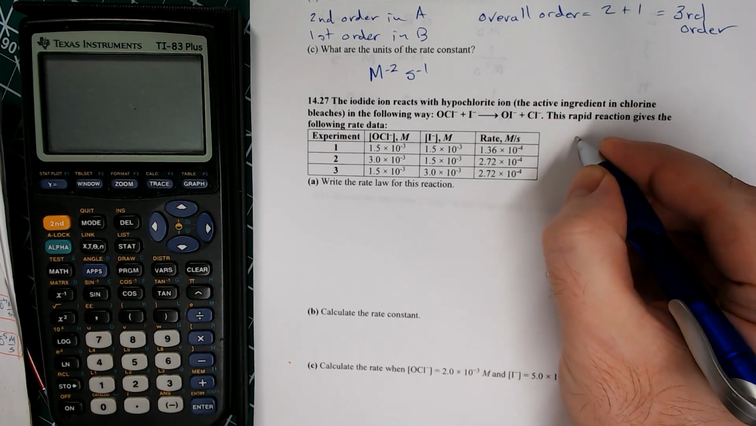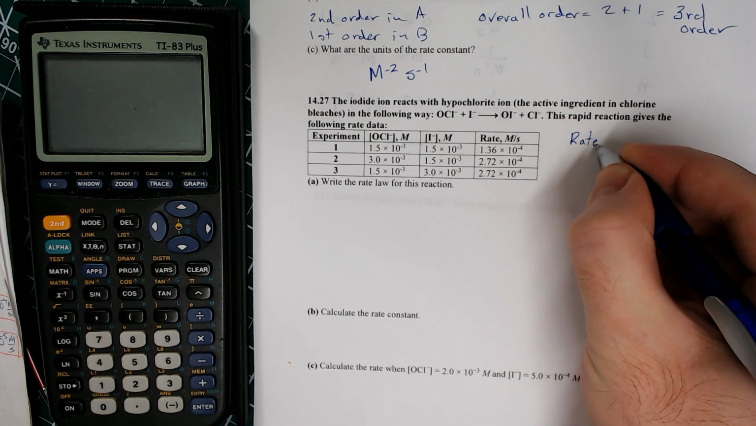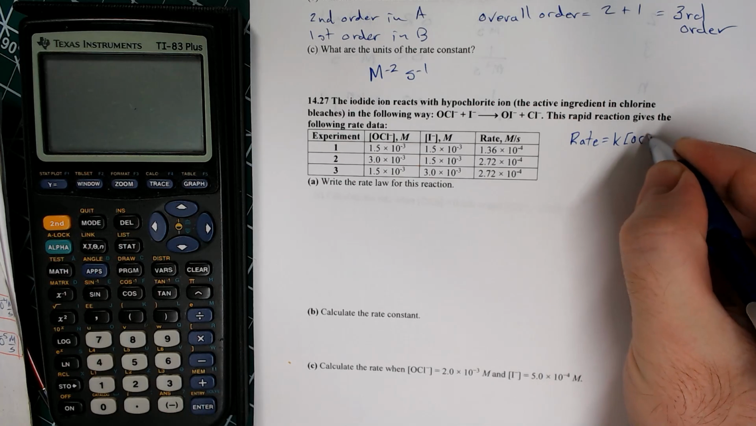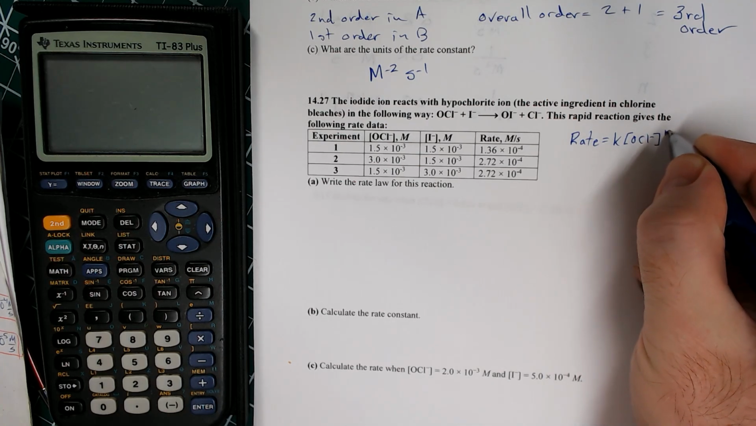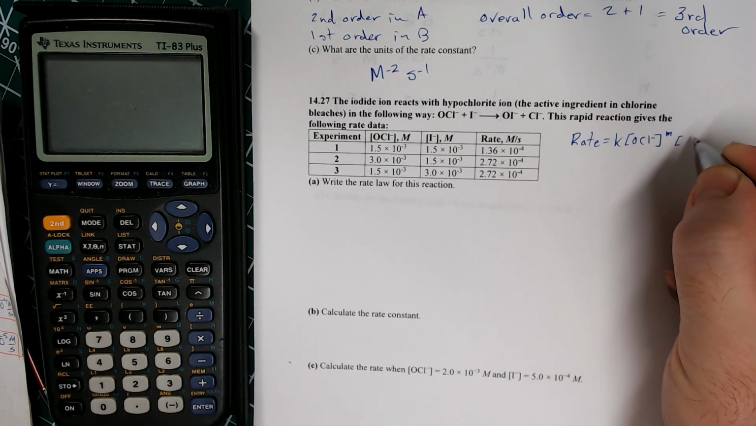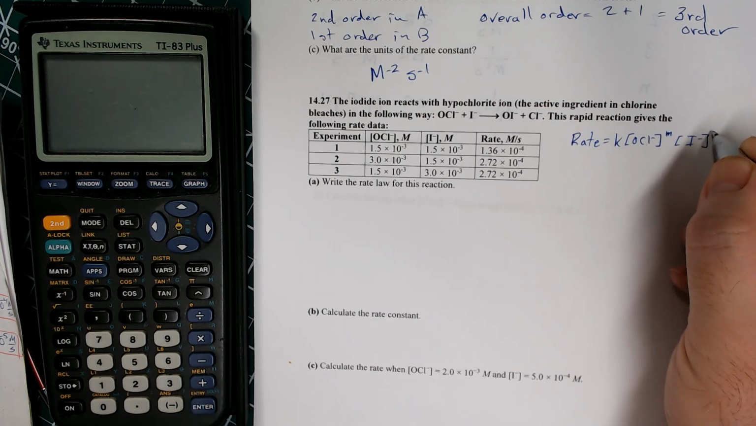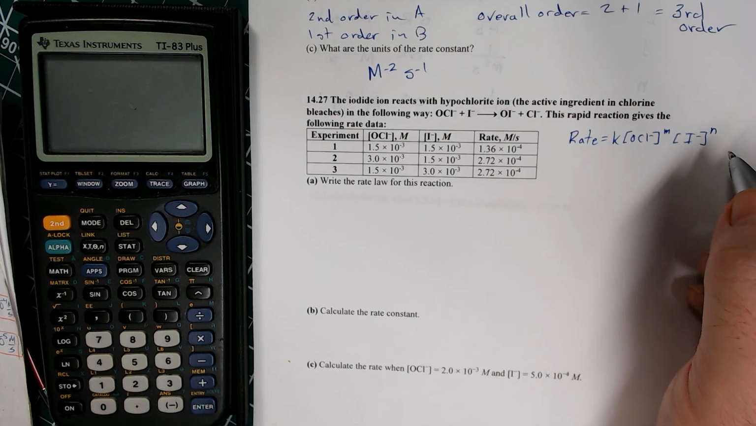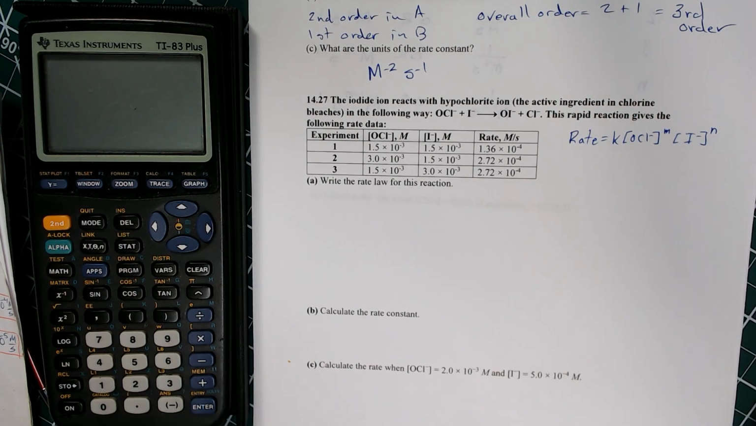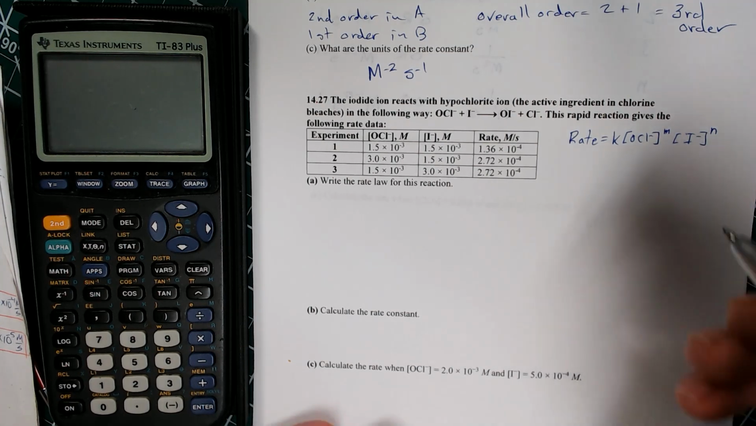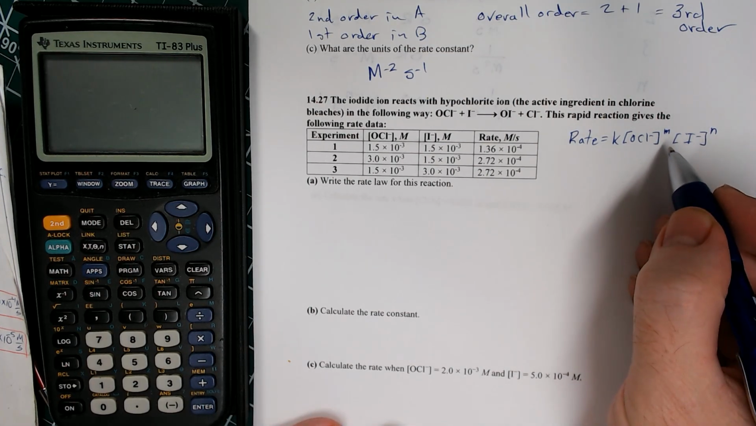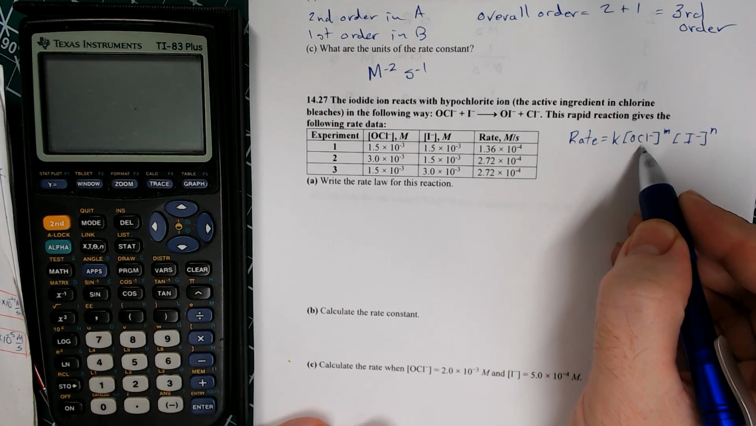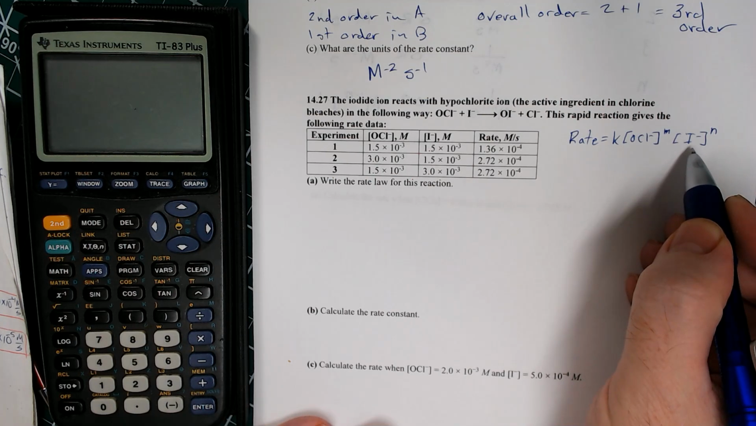Our rate law is going to look something like this. So rate is equal to K times the concentration of hypochlorite raised to the M power times the concentration of iodide raised to the N power. All right. So in order to calculate the value of M, we need to change the concentration of hypochlorite ion, but leave the concentration of iodide the same.